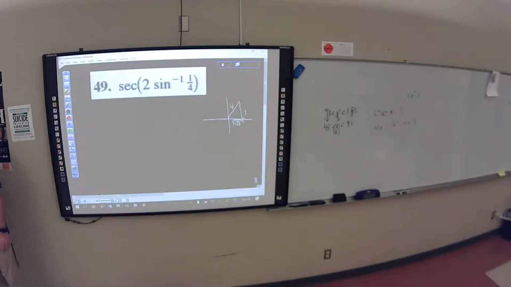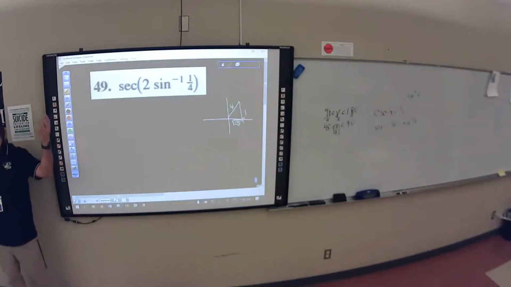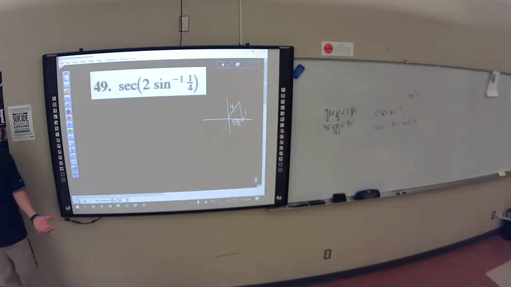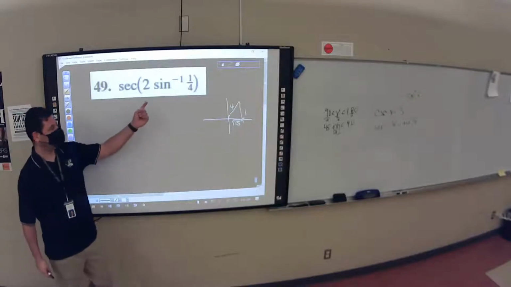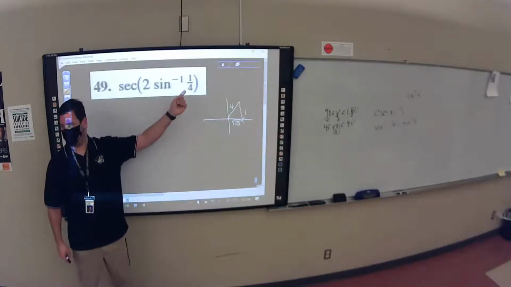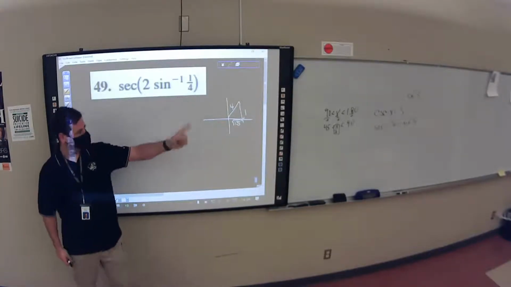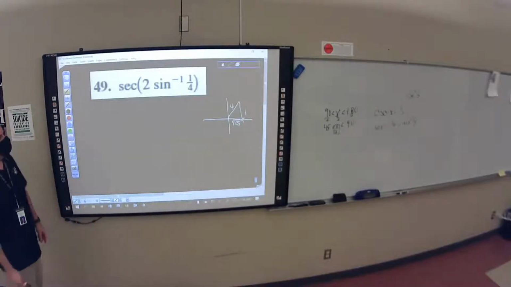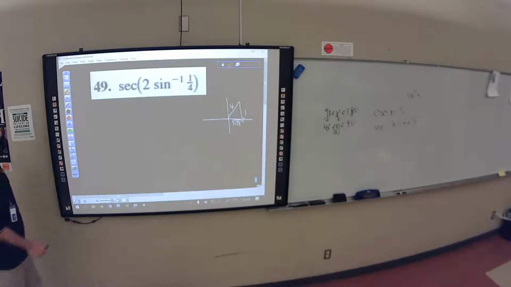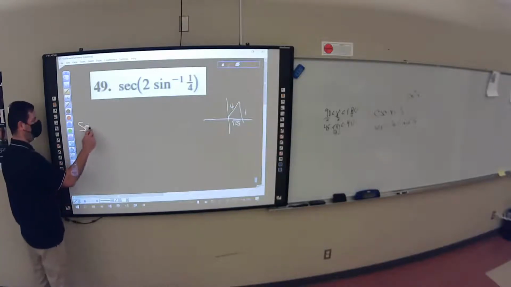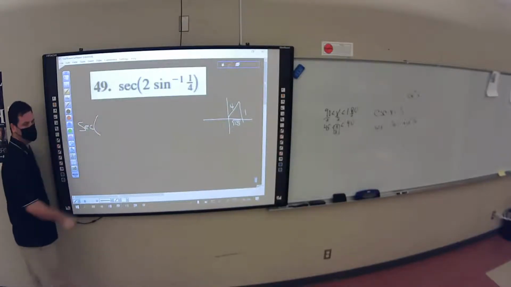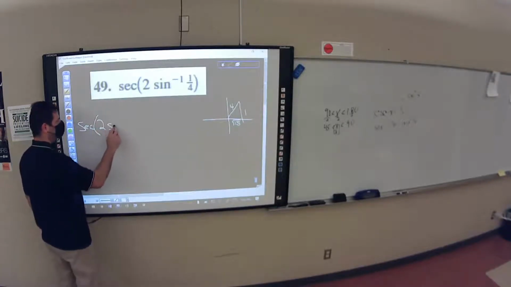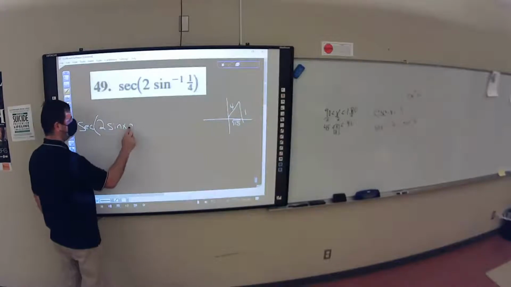Sine inverse always puts it, if it's positive, in quadrant 1. If it's negative, it puts it in quadrant 4. Remember that from last year. That's why they didn't have to tell me what quadrant it's in. When they do it the other way over there, they have to tell me what quadrant it's in. So I need secant of the double angle of sine, and the double angle of sine is 2 sine x cosine x.